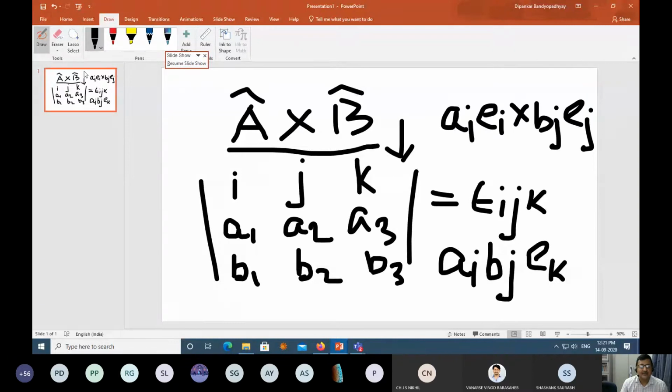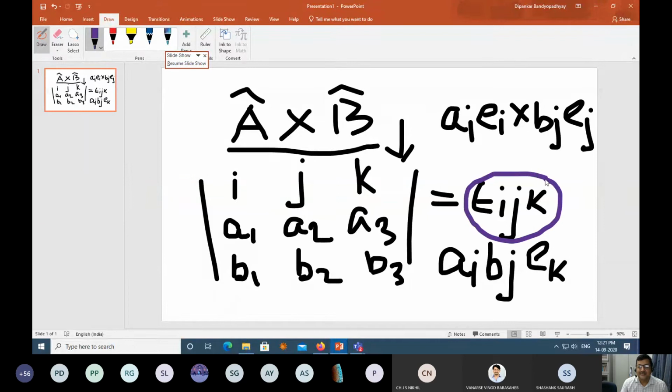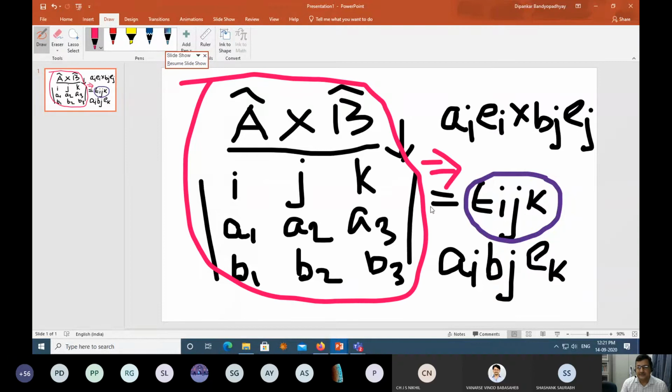This particular symbol is called the permutation symbol, epsilon ijk. I'm coming to that. And then I keep A_i, B_j, e_k. So you can see this is a vector. If I take a cross product, I end up getting another vector, e_k, which is perpendicular to e_i and e_j. Now this entire expression can be summarized to a very small equation, which is epsilon ijk a_i b_j c_k. One home assignment I give: you just prove that this is equal to that.